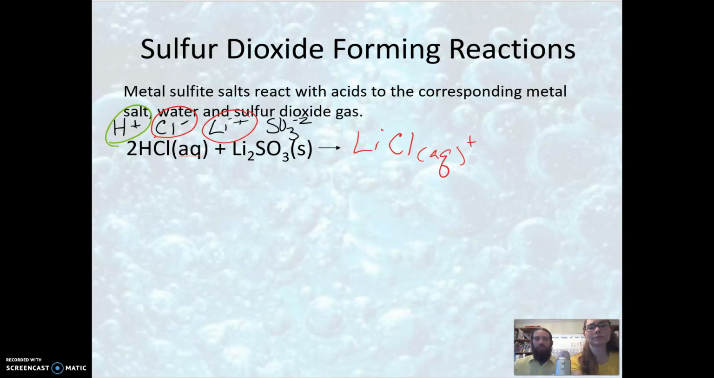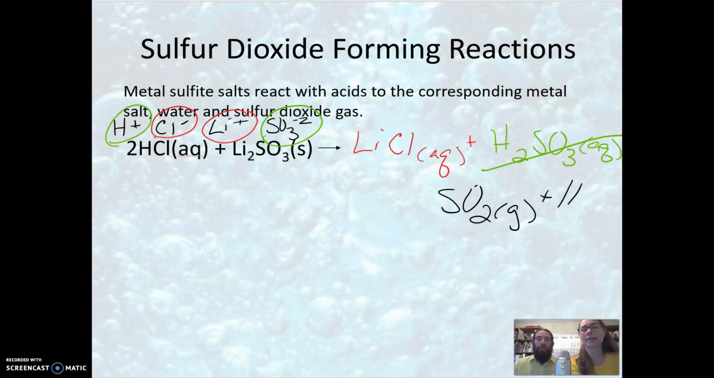So H2SO3, and I'm done. No, you're not. All acids are soluble. That's why I'm writing this (aq) there. But it is one of our gas-forming decomposers, so we do not make that. I want black here. It makes, just like before when it was CO2, now it's SO2 gas. And water is a liquid.